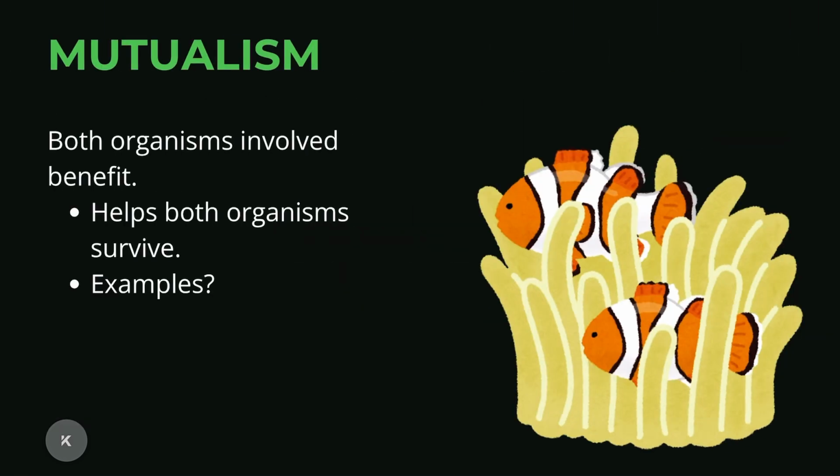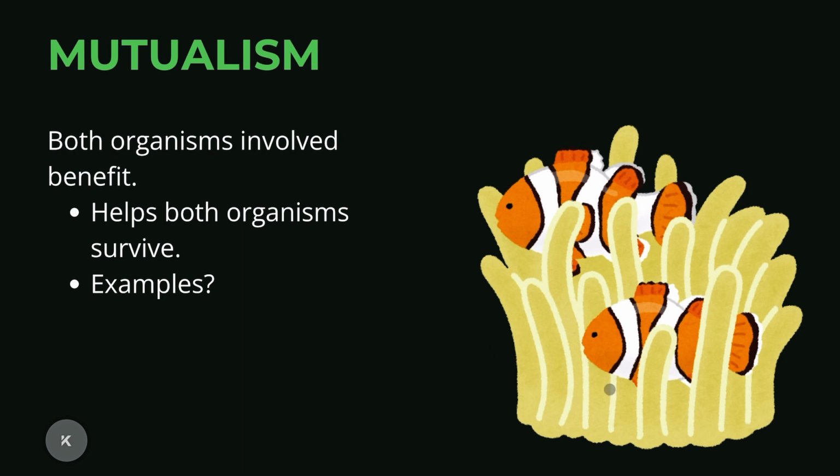And then our last type of symbiosis is mutualism. So this is where both organisms are going to benefit. It's a win-win. It's mutually beneficial. So it's helping both organisms survive. So think about some examples.